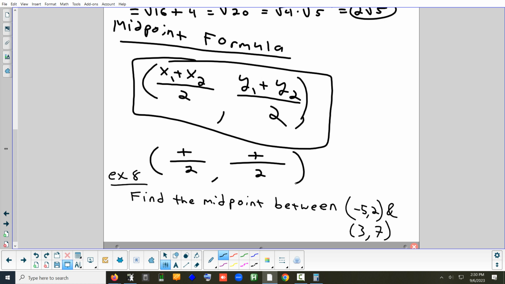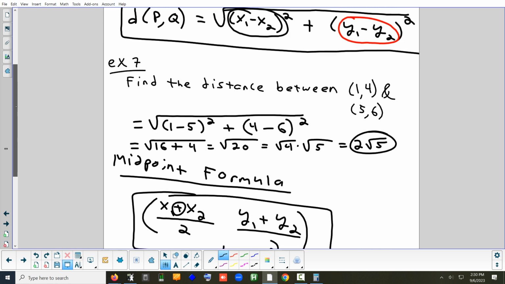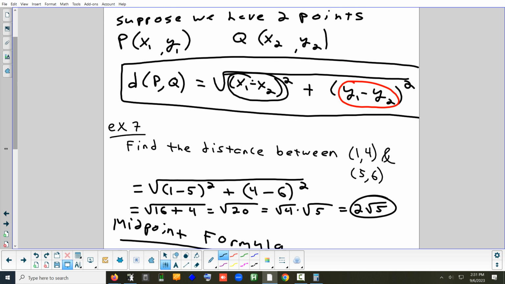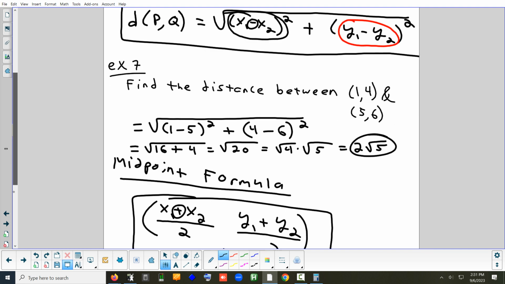Okay, so let's find the midpoint between -5.2 and 3.7. A little different than distance formula. Some people mess this up. Plus sign. Minus. So that's why I think it's good to have a reference sheet. Make sure you don't mix those up.